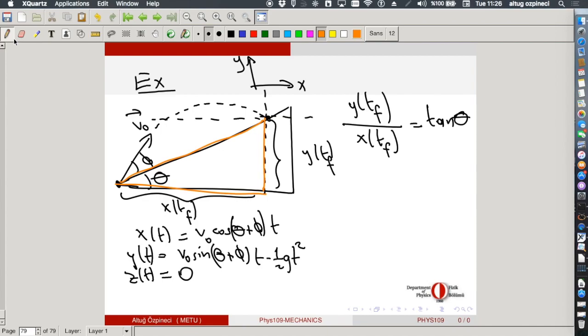And we know y of t, we know x of t. Well, theta is given in the problem, so you can just solve this equation for the time of flight. And once you know the time of flight, you can determine y, you can determine x, and so on. Now, any questions on this one?